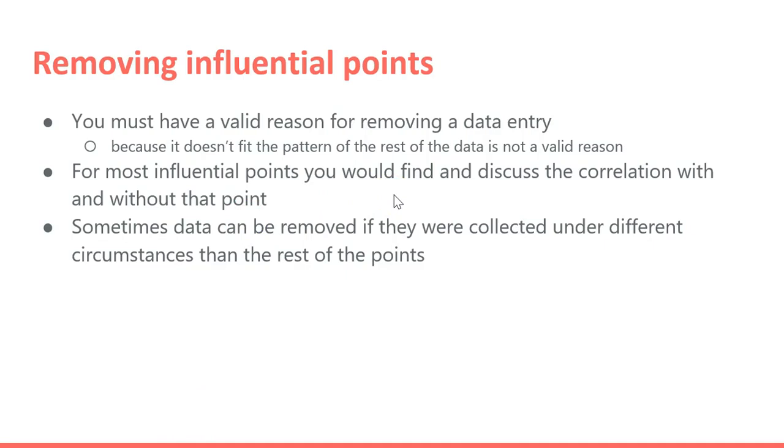The times that we can take it out would be if it was collected under different circumstances. So what happened with that Barbie that only fell 6 inches with 6 rubber bands? Did the rubber bands get stuck on something? Did the person dropping her not do it properly? Did we measure with the wrong side of the yardsticks? Different things like that. If there are things like that that happened, you can remove the influential point, but you can't take it out just because it makes the correlation weaker. You have to have a valid reason besides, well, it doesn't fit my pattern.